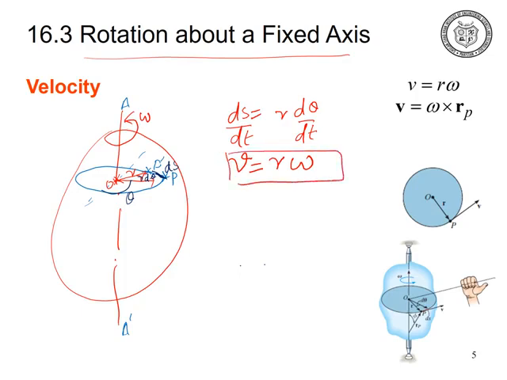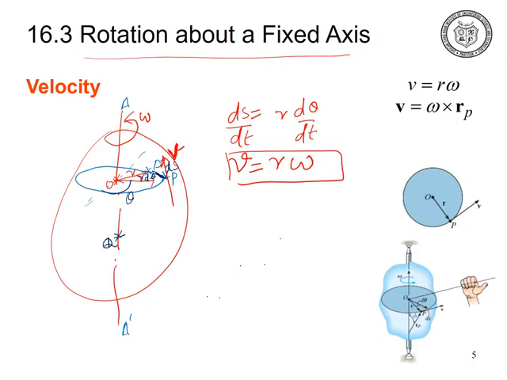So what will be the vector representation of the velocity? The velocity is tangent to this circle; let's suppose this is the velocity v which is acting, tangent to the circle. So in vector form, how can we represent this velocity? Let us say you have another point on this axis, and let's name that point q.